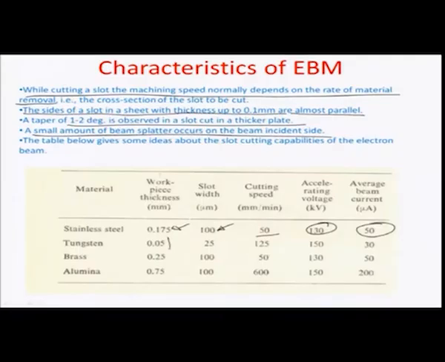And this changes as you go between stainless steel, tungsten, brass, alumina. Brass being a softer material, you can see that the same kind of cutting speed can be obtained for a slightly higher thickness of the workpiece with similar accelerating voltages and average beam current, which is intuitively quite feasible.